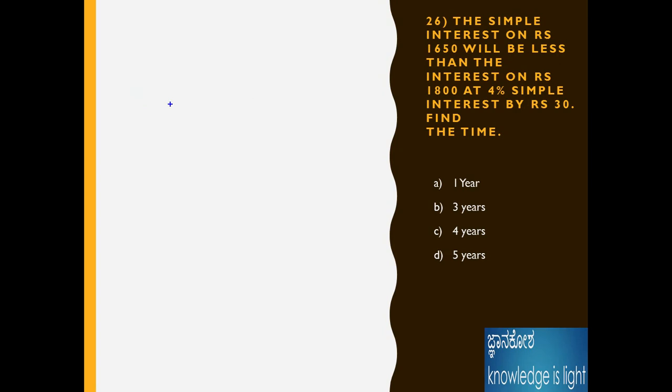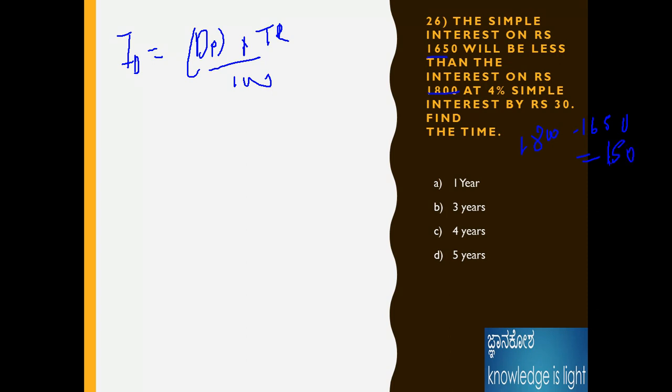See friend, if a difference in the amount is given, the formula is: difference in interest is equal to difference in principal into T into R divided by 100. Here, what is the given thing? The difference in principal is 1800 minus 1650, that is 150. The difference in interest is 30, already given.